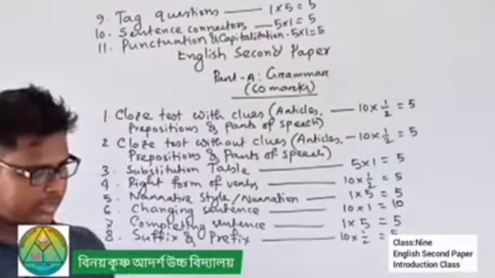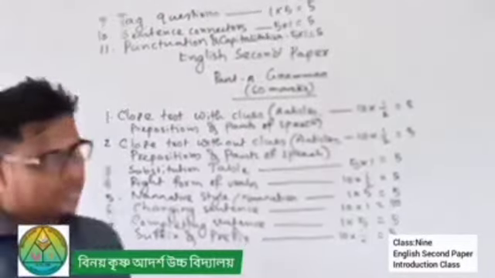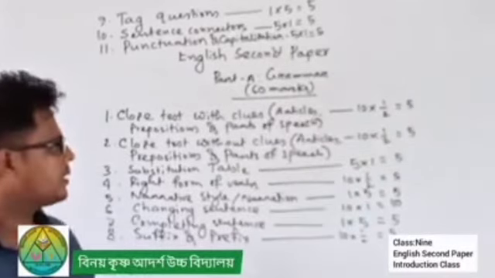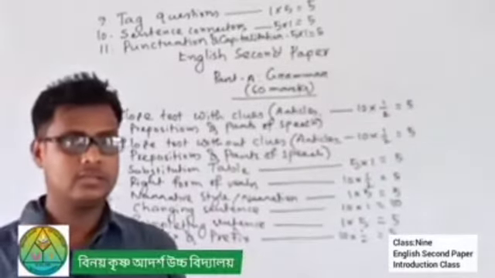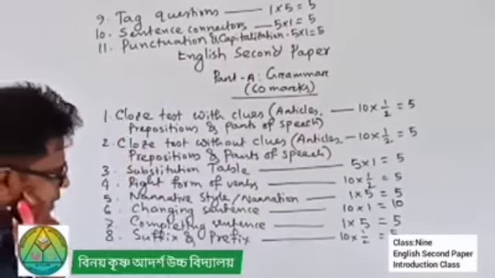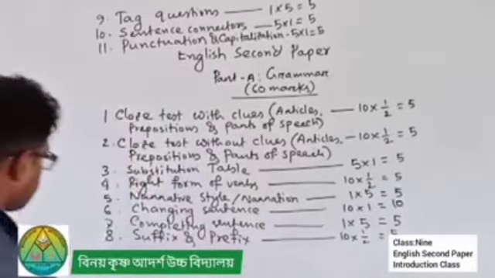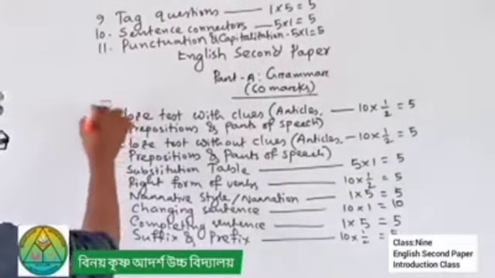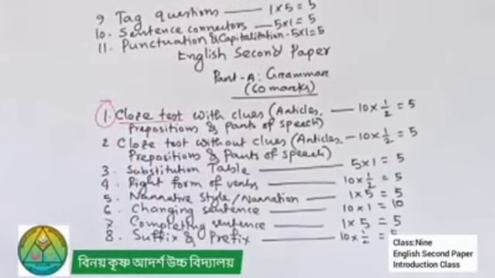Anyway, dear learners, I have shown you some of the 11 items on your English second paper grammar part. I am revising the items once again. Question number 1, cloze test with clues.